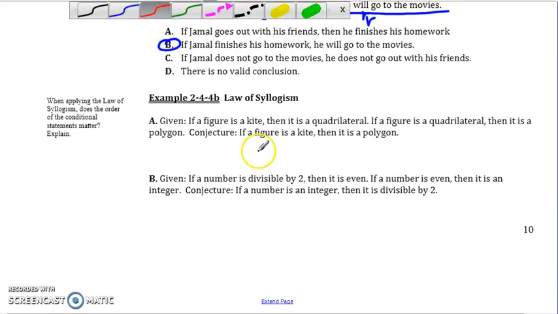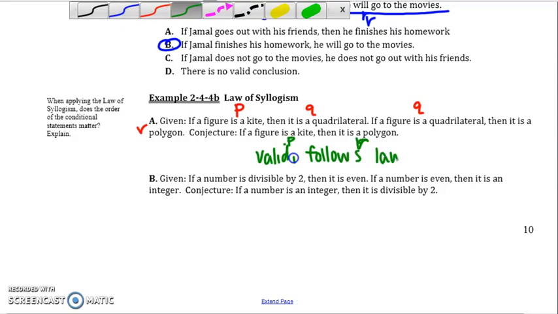All right, so this next one, if a figure is a kite, there's our P, then it is equilateral, there's our Q. If it's equilateral, there's our Q, then it is a polygon, there's our R. So we're going to be putting the P and the R together. If it's a kite, then it's a polygon. Yep, there's our P, there's our R, so this is valid. Comma follows law of syllogism.